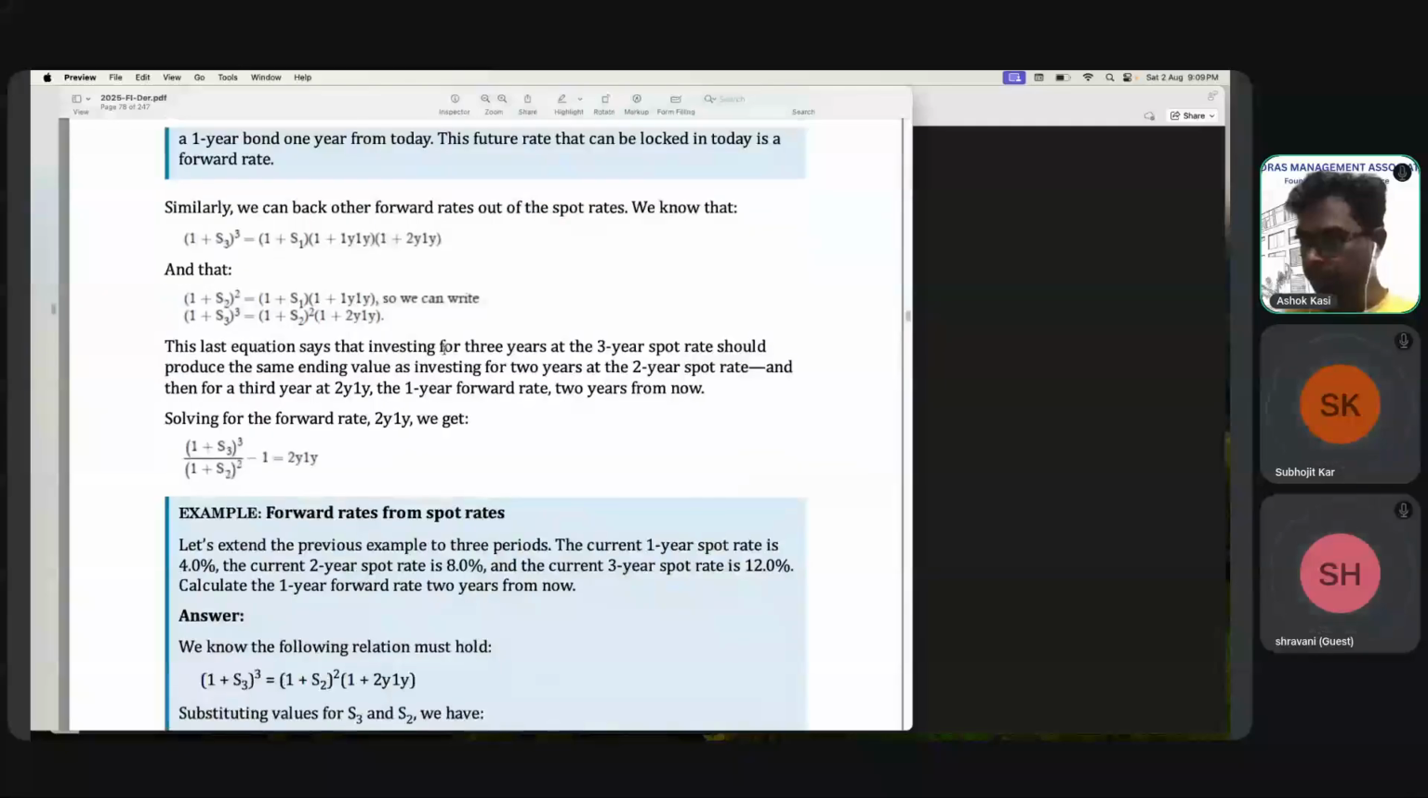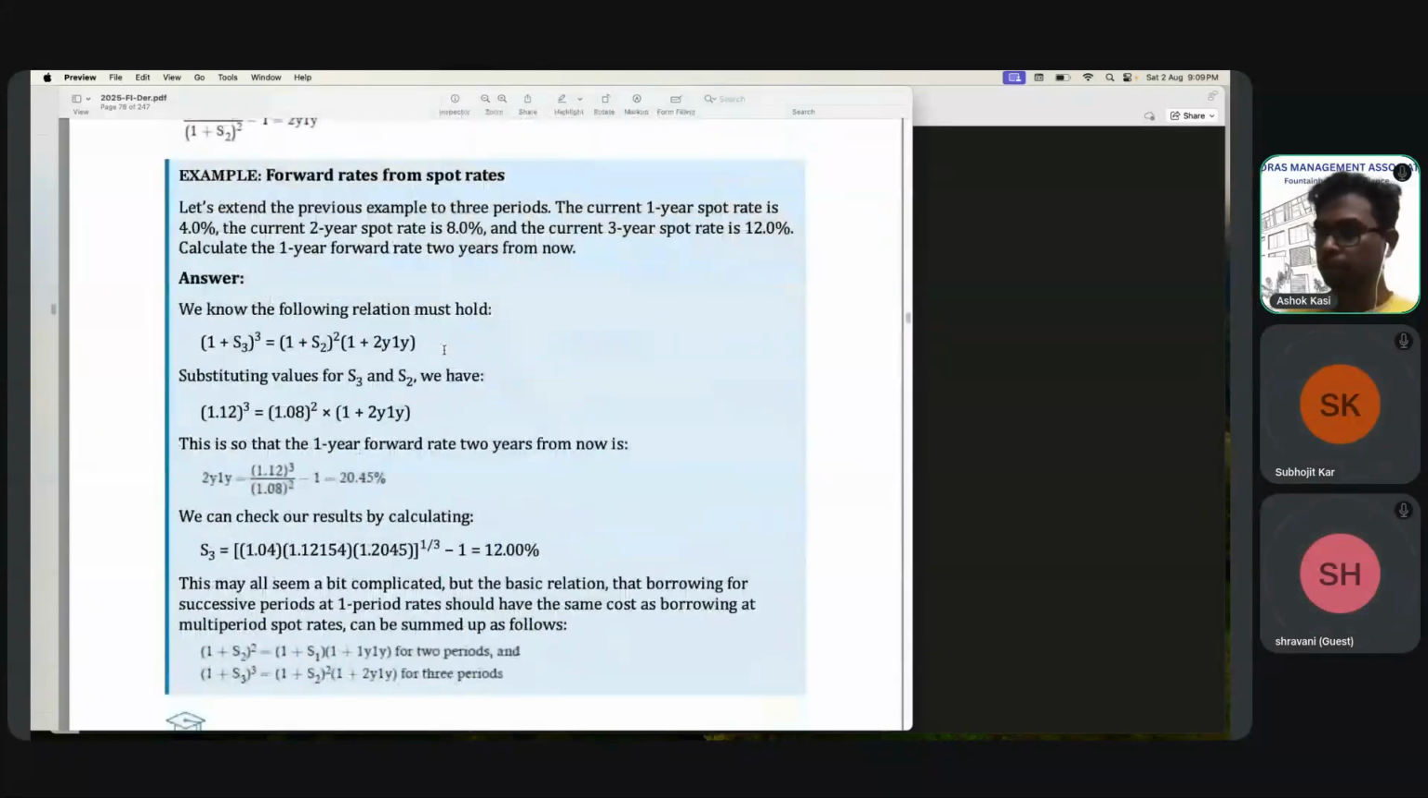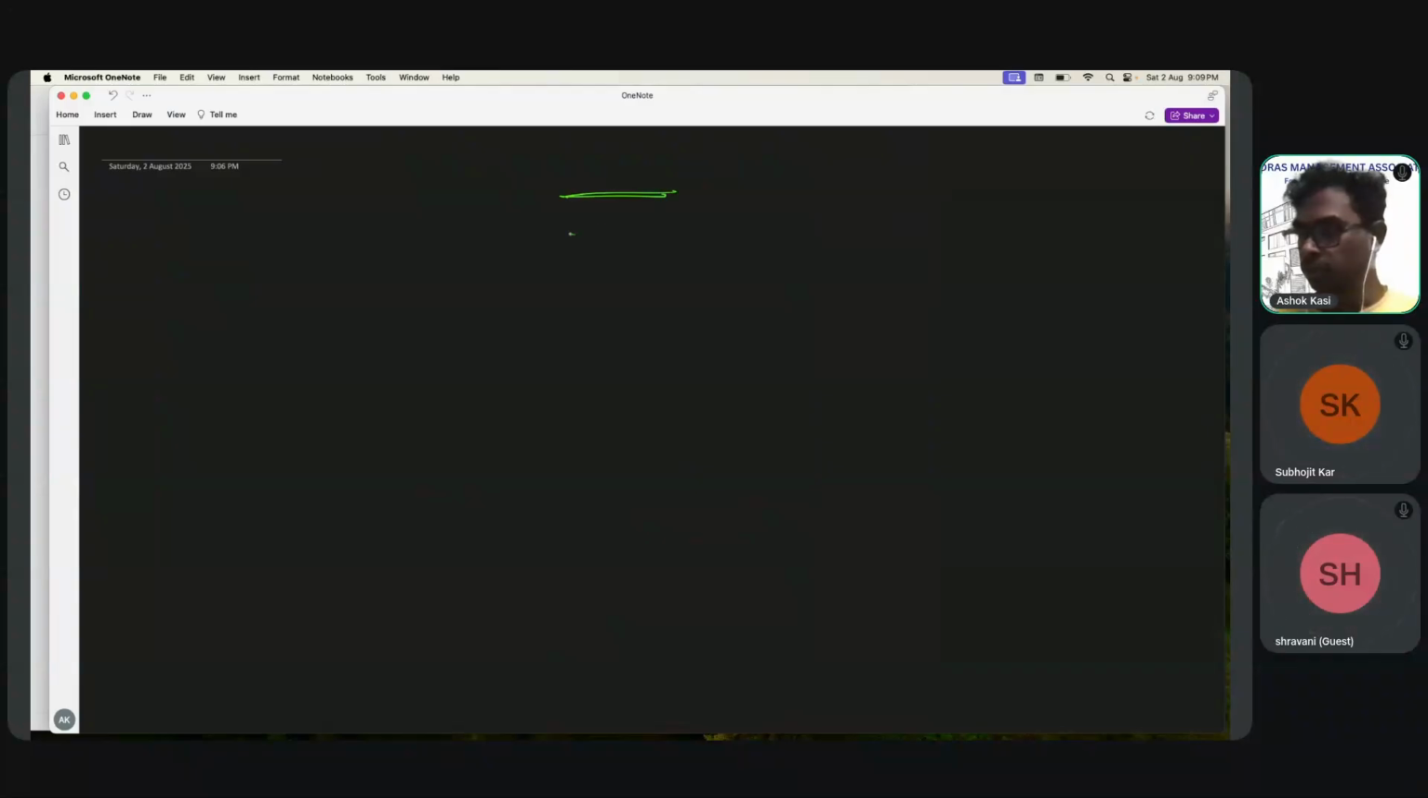Then forward rate from spot rate. This one? I think we did this in class yesterday. The way they've presented it is a bit confusing, but again, similar sums we have done before. Like how to calculate forward from spot. This is 1 year, 2 year. From this 2 year, you discount 1 year.